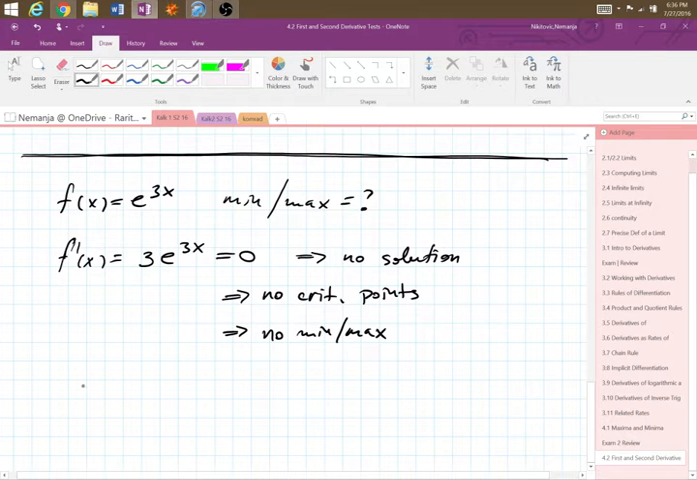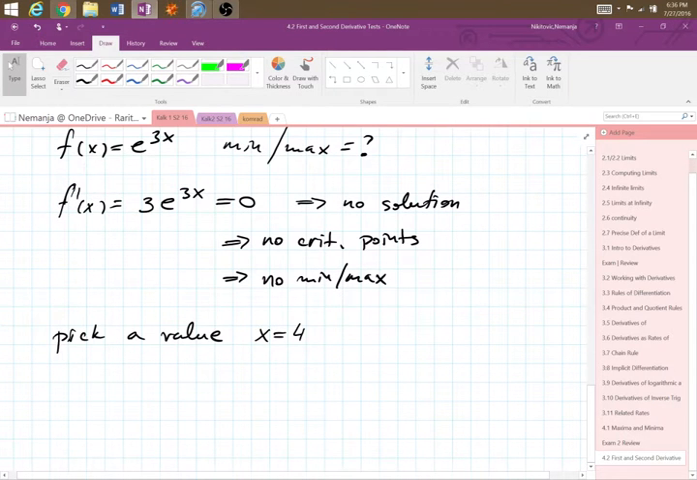So we have to pick a value, whatever, x equals what? Value. Come on, give me a number. 4. So pick a value, x equals 4.